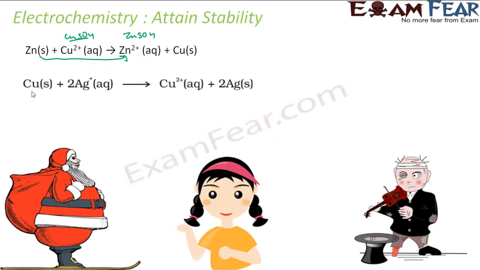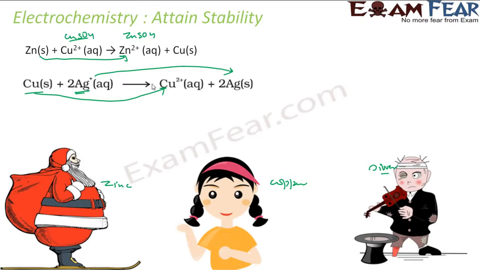But consider the reverse reaction, where you take copper and silver. This was zinc, this is copper, and this is silver, correct? With zinc and copper, zinc will try to become Zn2+. With copper and silver, copper will try to become Cu2+. So copper will become Cu2+. If copper is oxidized, somebody has to be reduced, so Ag+ will reduce to silver. We can take it as AgCl, and this becomes CuCl2.